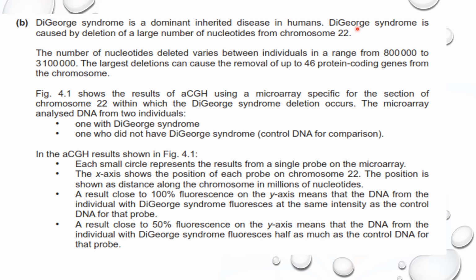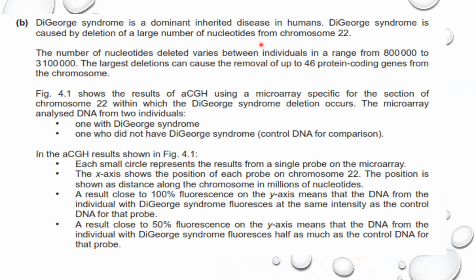Okay, the George syndrome is caused by deletion of a large number of nucleotides from chromosome 22. So pay attention to this. Large number of nucleotides deleted from chromosome 22. The next paragraph. The number of nucleotides deleted varies between individuals. Wow, it varies between individuals. Now if it varies between the individuals, that means I can have two people that have the George syndrome, all right, but they will have different nucleotides deleted. So that means that this will have different alleles, because look at what it says. The number of nucleotides deleted varies between individuals.